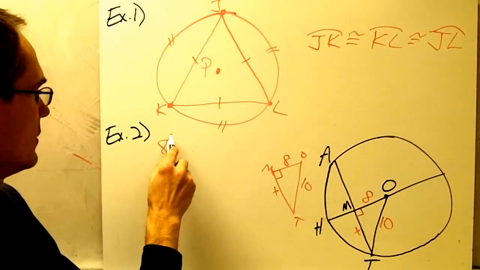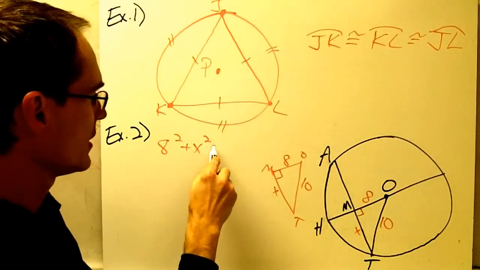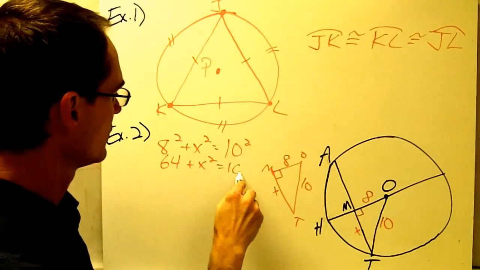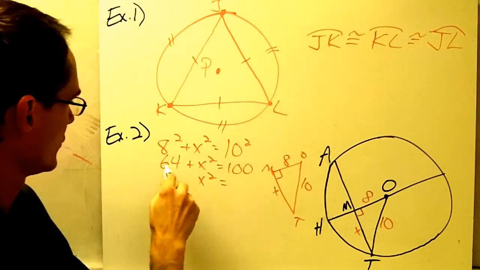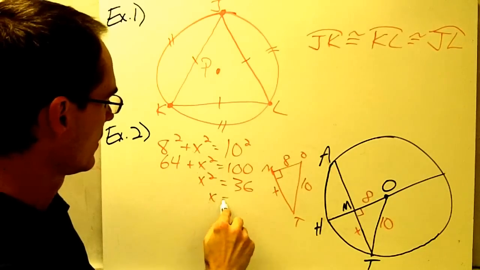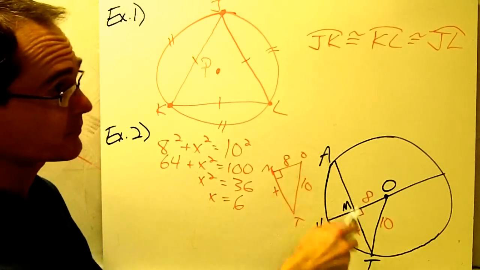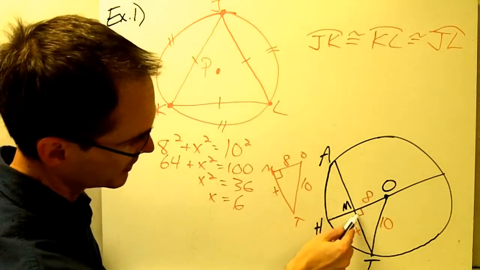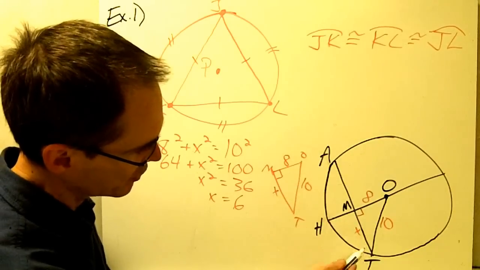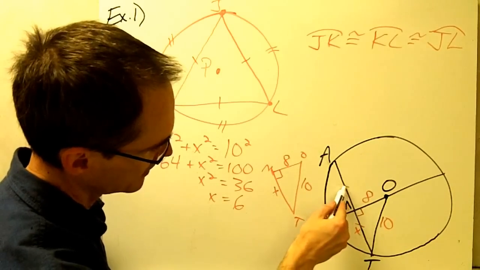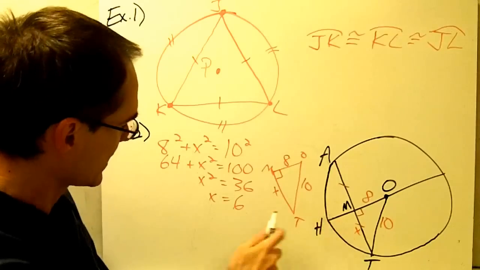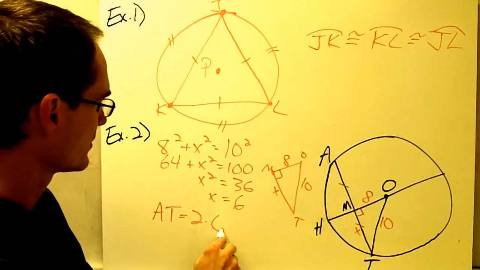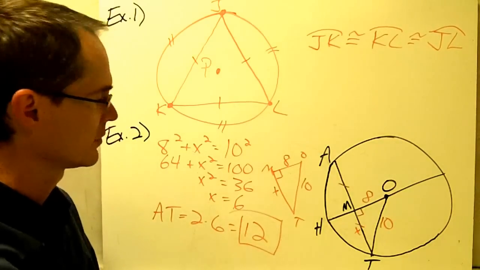So let me find this value here. Let's see, it's a right triangle. 8 squared plus x squared equals 10 squared. That's going to be 64 plus x squared equals 100. x squared equals 100 minus 64. Okay, so x is equal to 6. Now remember, one of the things I know from circle conjecture number 2 is that if a radius is perpendicular to a chord, then it bisects the chord, which means that this segment is congruent to this segment. Well, I know the length of this segment is 6, which means the length of the whole segment AT must be 2 times 6, which is 12.